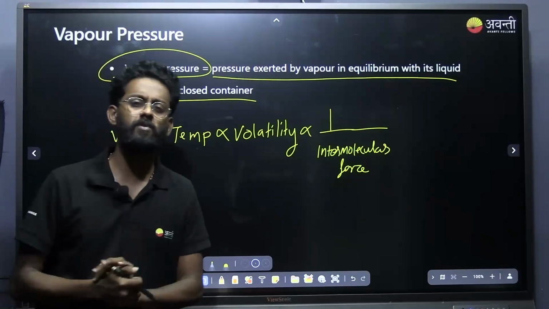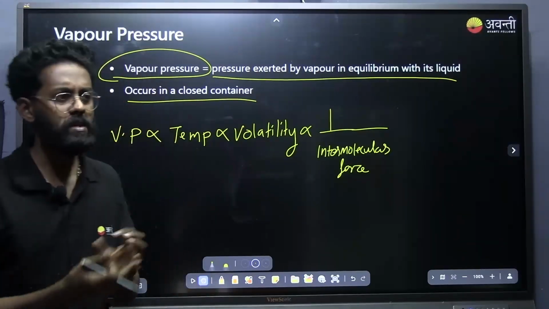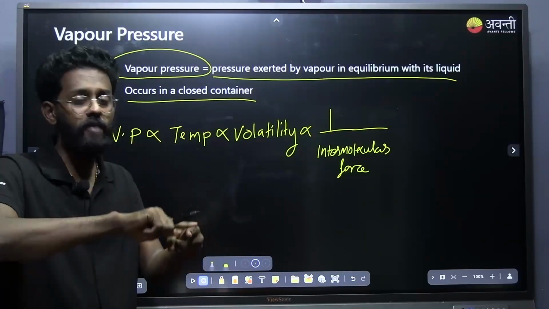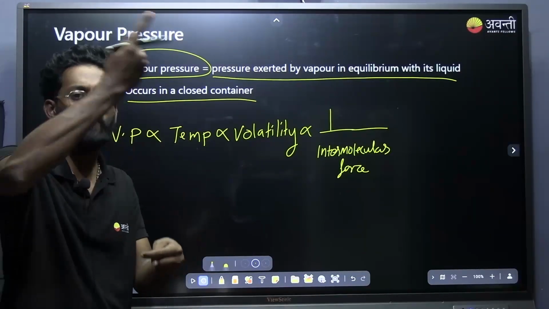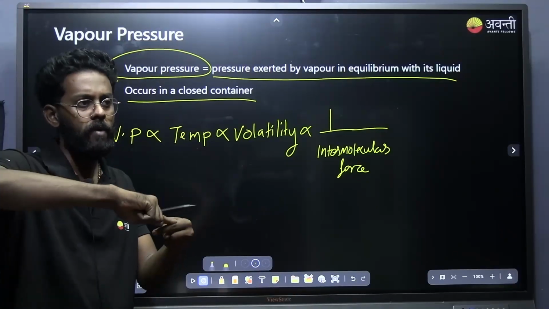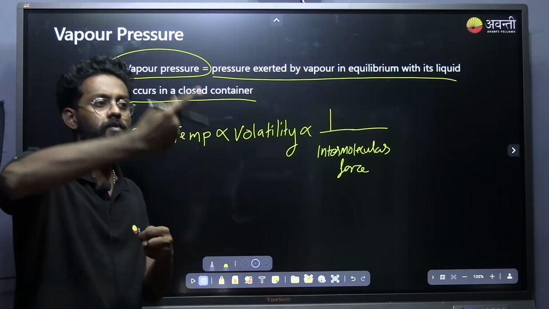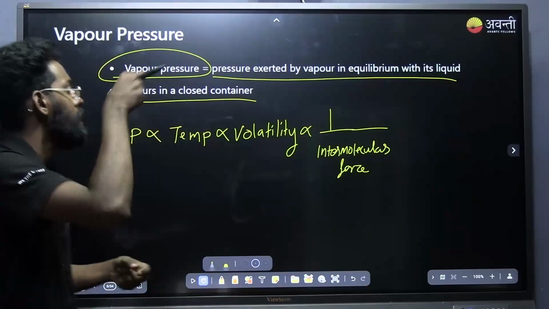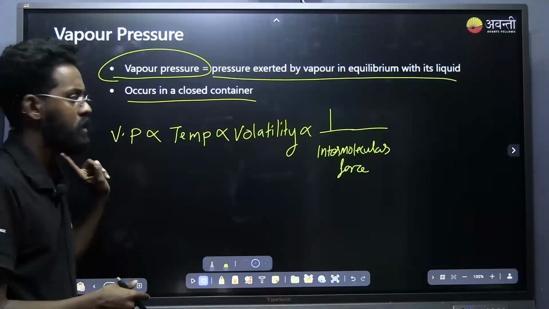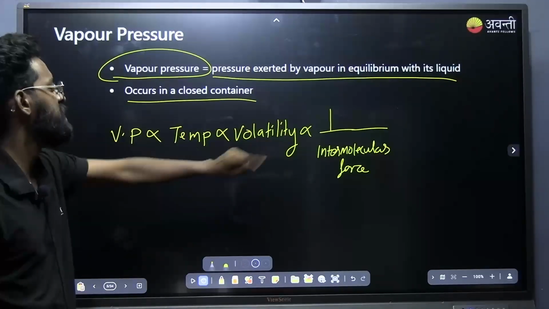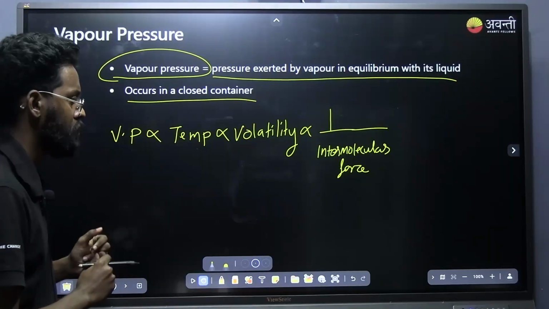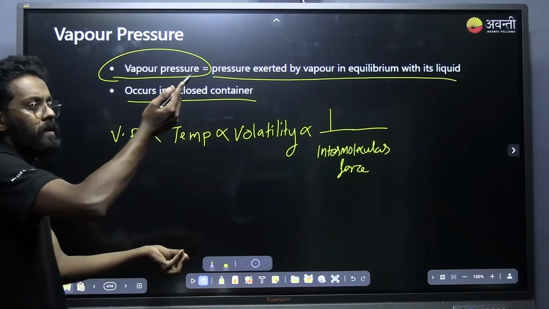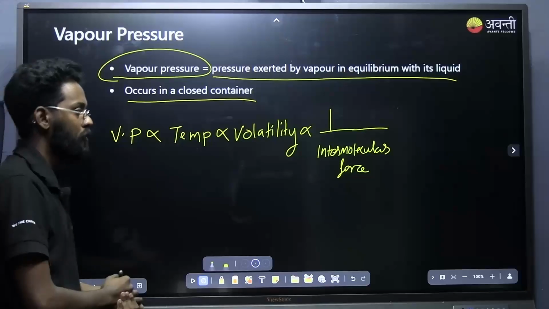Why is it inversely proportional to intermolecular force? If the intermolecular force is stronger, it's very difficult for the molecule to convert into vapor phase, right? If the molecule is not converting into vapor, there will be less vapor, and less vapor means less vapor pressure. So that is why vapor pressure is inversely proportional to intermolecular force. Smaller the intermolecular force, more vapors will be forming and higher will be the vapor pressure.